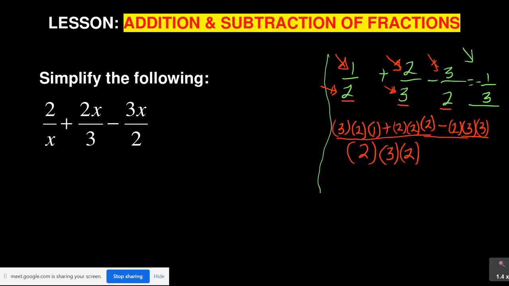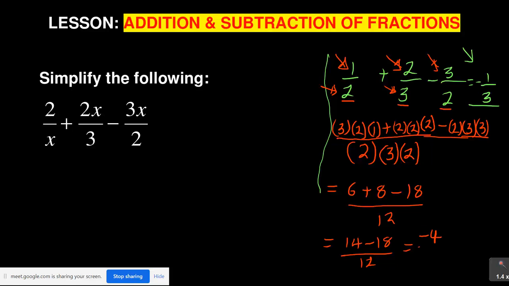Now with that, you can simplify it further to say 3 times 2 times 1, which is 6, plus 2 times 2 is 4, 4 times 2 is 8, minus 2 times 3, which is 6, 6 times 3, which is 18, all over 2 times 3, which is 6, 6 times 2, which is 12. So now what you're having is 6 plus 4, which is, I think it's 14 minus 18 over 12. Now 14 minus 18 is negative 4 over 12.